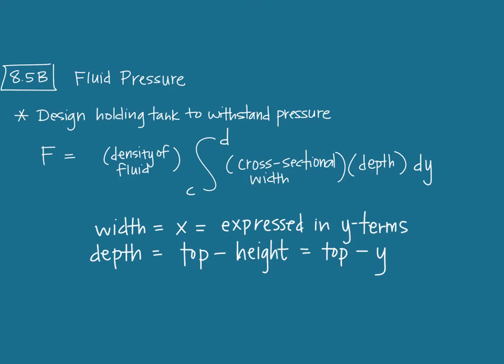And so it becomes then a plug and chug. You plug in the density of the fluid as your constant. Your bounds would be the height of the object. The cross-sectional width is always x, but it's expressed in terms of y. And the depth will be the top of the fluid, and then minus the height, which is going to be y itself. How high the fluid is.